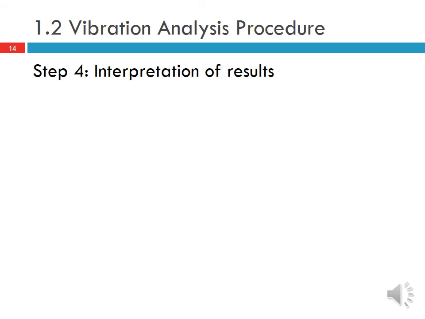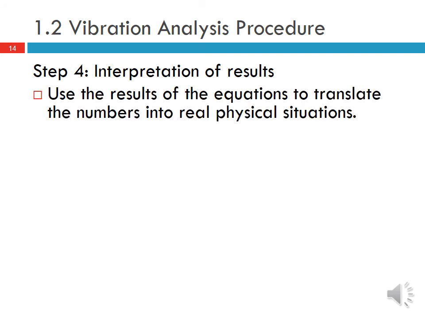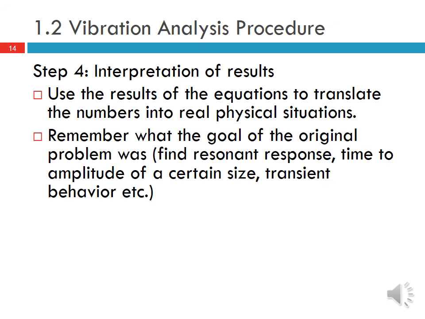Then the last step is to interpret the results. We need to use the results of the equations to translate the numbers into real physical situations. So it's really important that we remember what the goal of the original problem was. Did we want to find the resonant response? Did we want to find the time to an amplitude of a certain size, the transient behavior, the steady state behavior? What were we interested in the first place? We need to always keep that in mind, especially during the interpretation of the results.